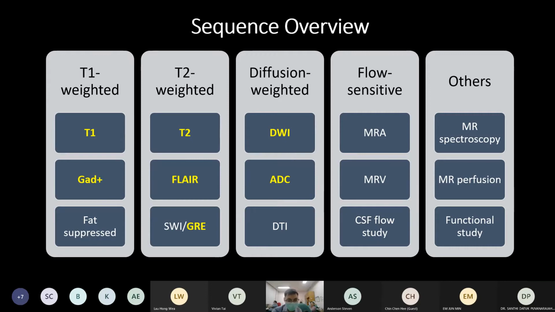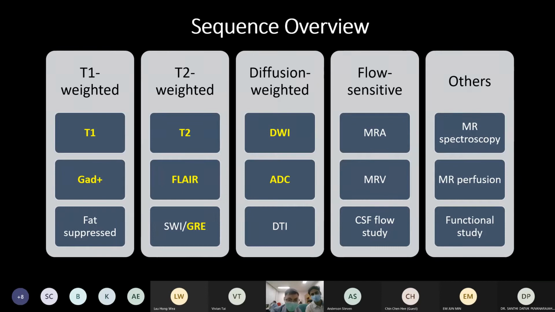T1 is basically the traditional conventional T1 that we talk about, and you can add a contrast into T1, which we term T1 gadolinium, or post-gadolinium. As we discussed earlier, under T1 fat will become bright. Sometimes too many bright things under the MRI will interfere with our interpretation, so you can suppress the fat if you want to.